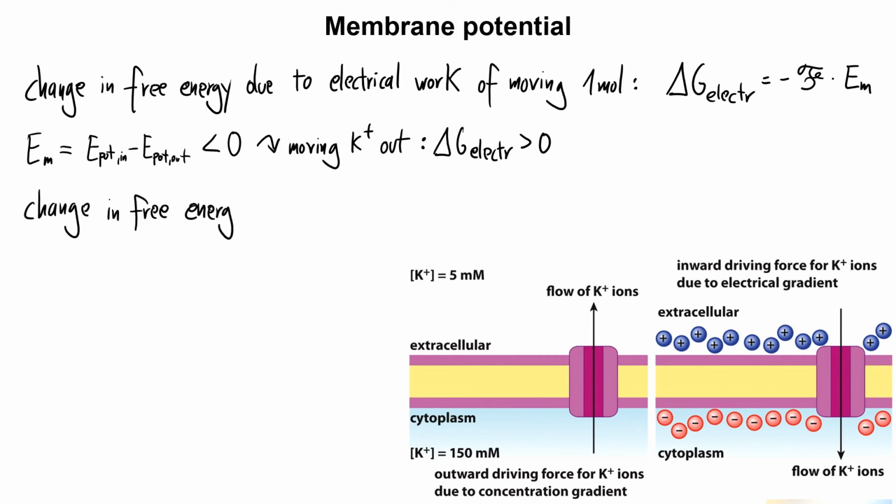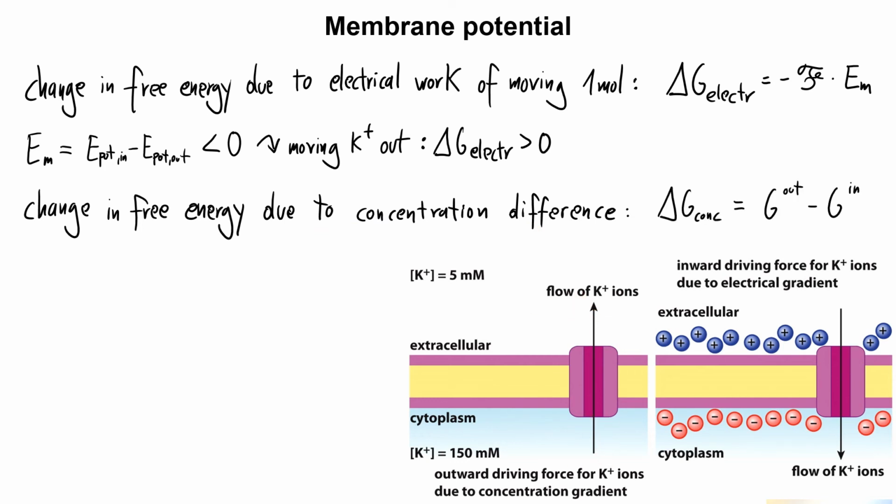On the other hand, the potassium ions want to go to the outside because of the concentration gradient. So we can calculate the free energy change due to the concentration difference between the inside and the outside. That we call the free ΔG concentration. That is just the Gibbs free energy of the outside minus the Gibbs free energy on the inside.